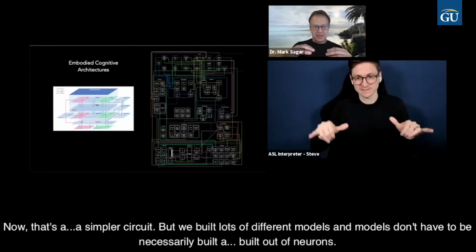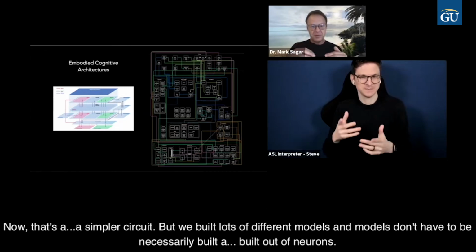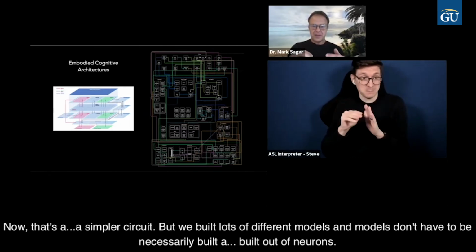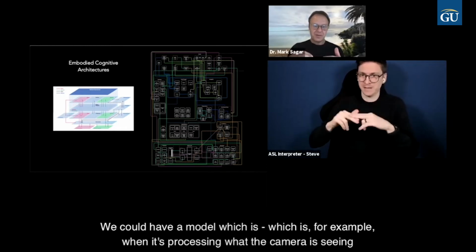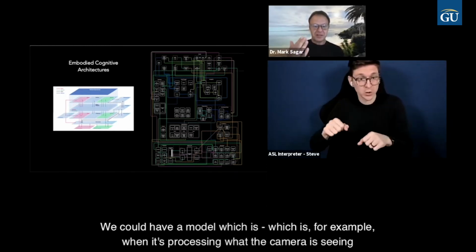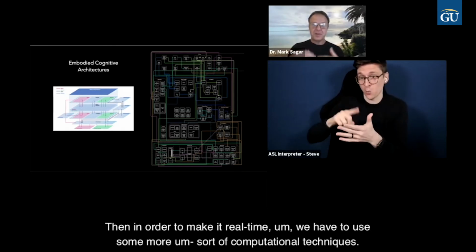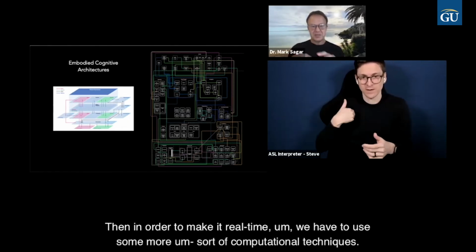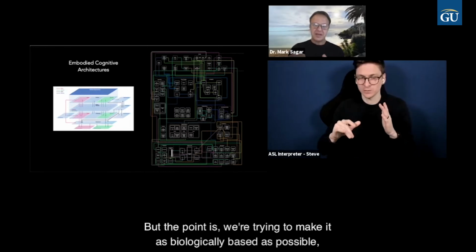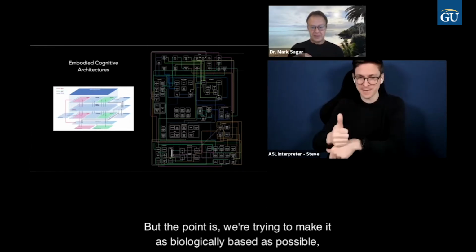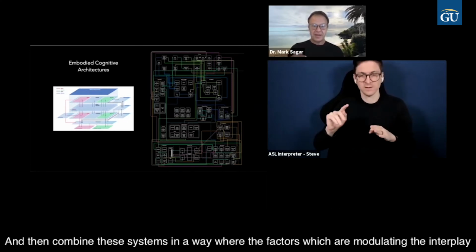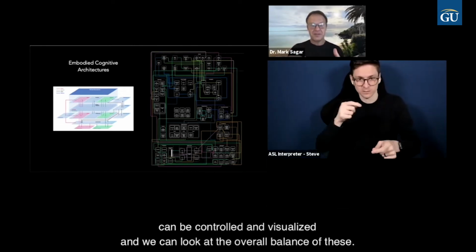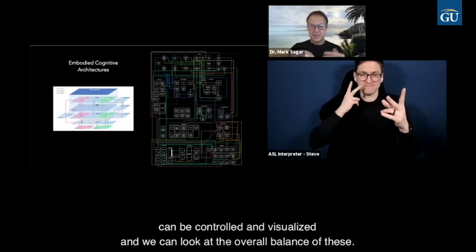Now, that's a simpler circuit, but we build lots of different models, and the models don't necessarily have to be built out of neurons. We could have a model which, for example, is processing what the camera is seeing, and then in order to make it real time, we have to use some more computational techniques. But the point is we're trying to make it as biologically based as possible, and then combine these systems in a way where the factors which are modulating the interplay can be controlled and visualized, and we can look at the overall balance of these.